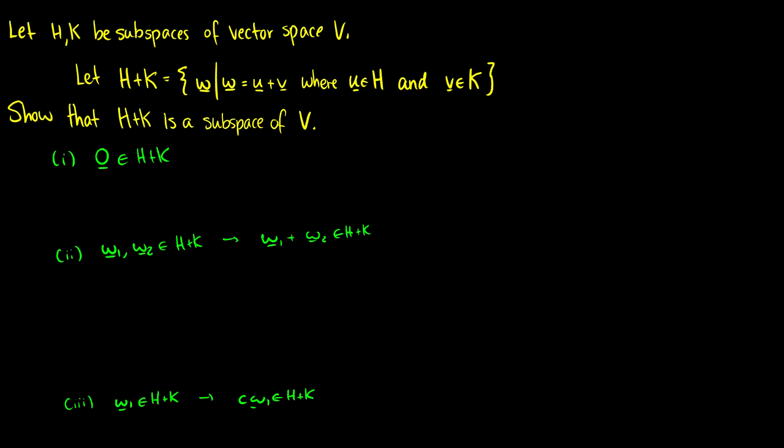Okay, so for the first part, H and K are subspaces, so 0 is going to be in H, and 0 is going to be in K. Therefore, we can pick w equal to 0 plus 0, which is equal to 0, so that's going to be in H plus K. Okay, so that's the first part.